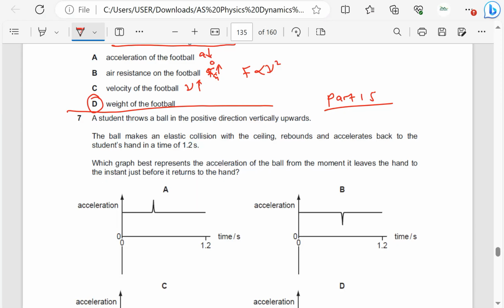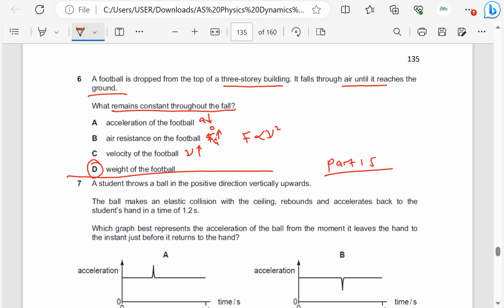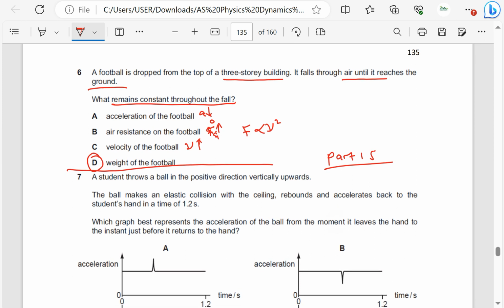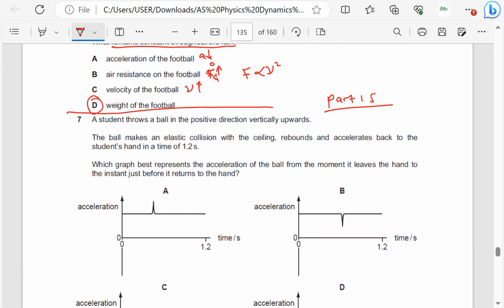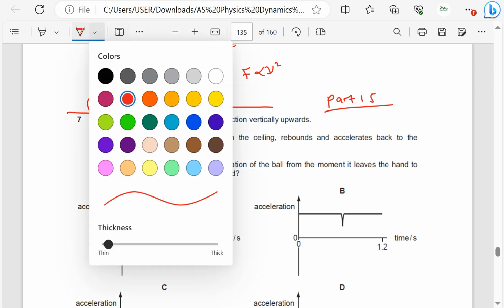Okay, so I think in part 14 we stopped on this question here on page 135. So in part 15 I want us to start from this same page. So this is part 15. I'll change the color of.